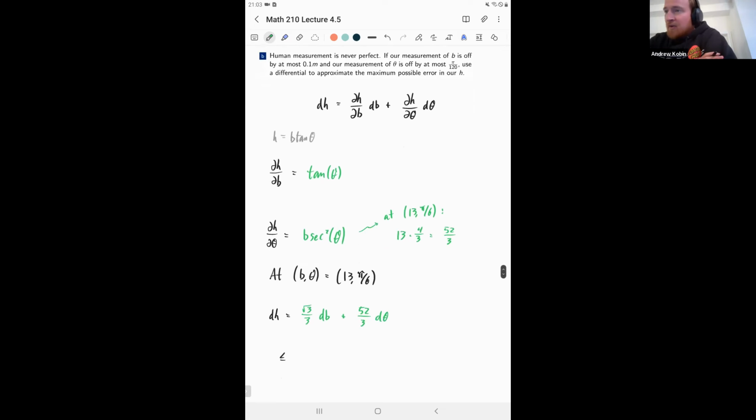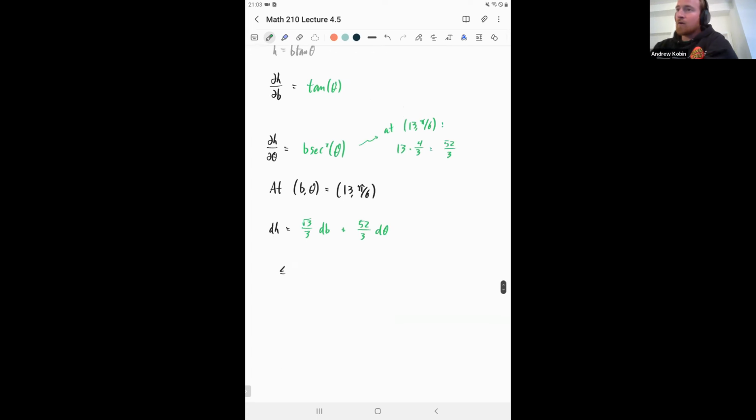But if we allow our b measurement to be off by at most 0.1 meters and our theta measurement to be off by at most pi over 120 radians, we can say how close or how far off the h measurement was using those values by plugging them into the formula, into the function. So if b is off by at most 0.1, then the change in b as we move away from our b value of 13 is at most 0.1. You should think of the differentials as measuring error, in other words, or the distance away from the true value.